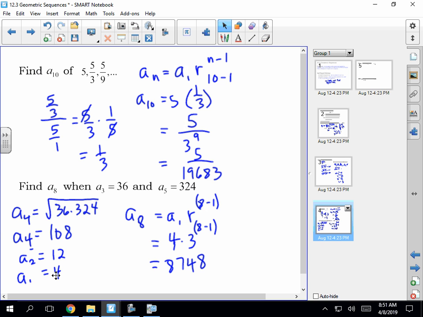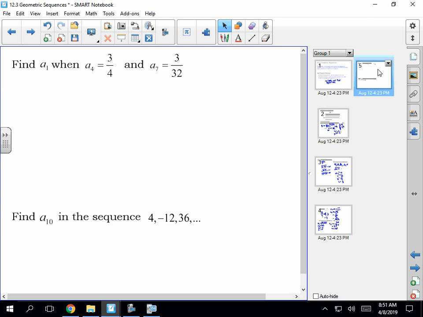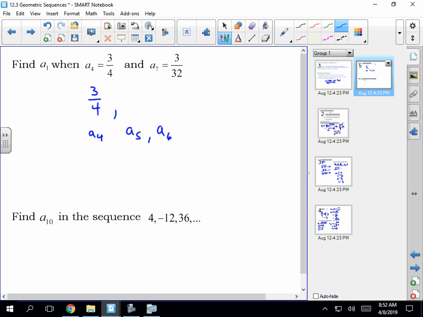And then I want to look at maybe one with fractions in it here. This is the same type of idea. This is the one where, let me go ahead and write the sequence up here. Here's 3/4, that's my a sub 4. And then a sub 5 I don't know, a sub 6 I don't know. And then a sub 7 is 3 over 32. So I end up with just 2 values in between. It's not an odd number, right? So I can't just take 3/4 and 3/32 and multiply them and take the square root.